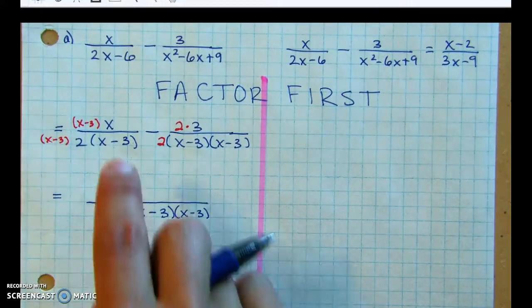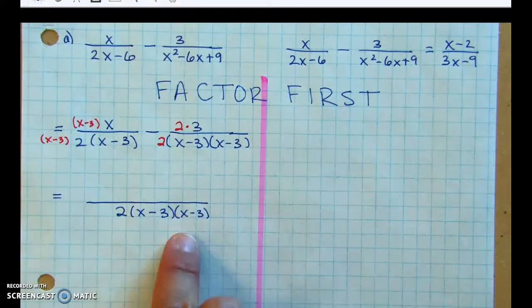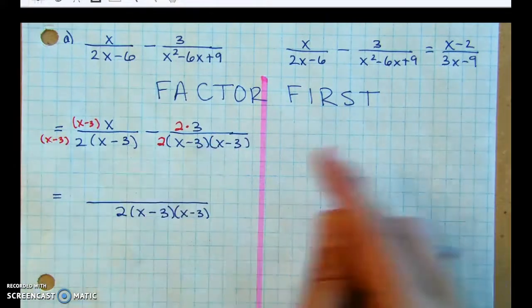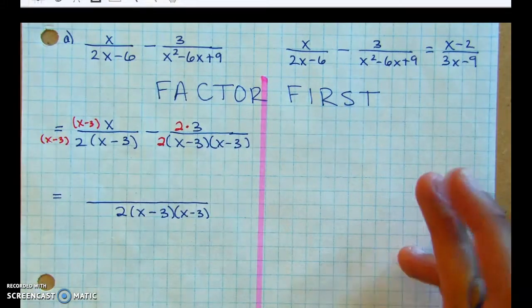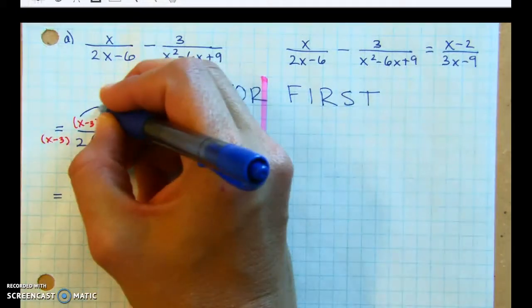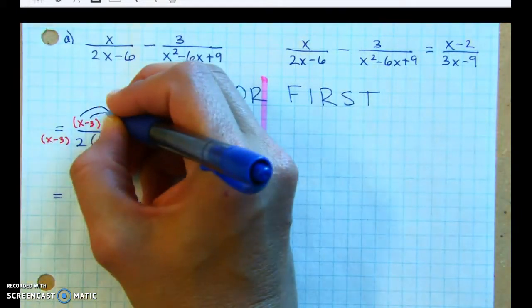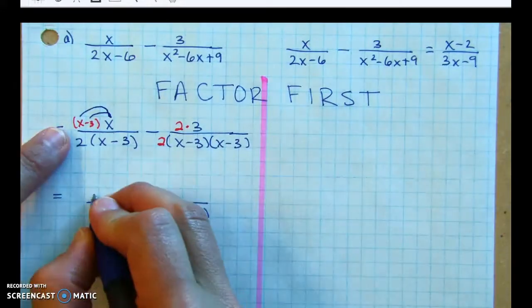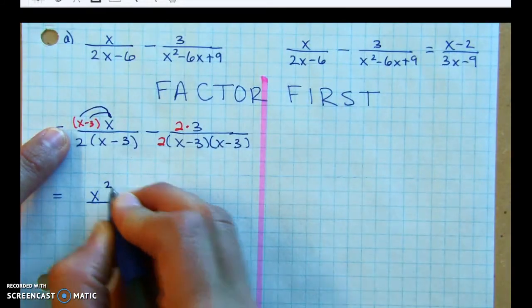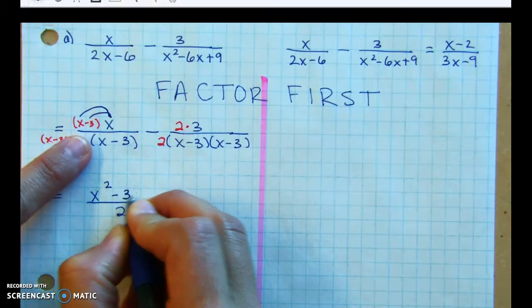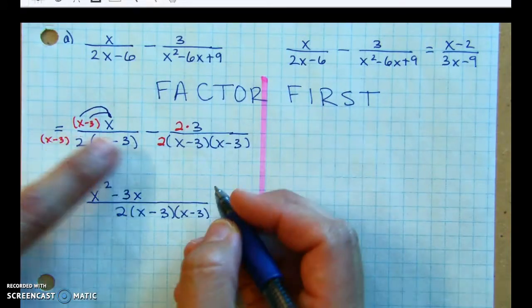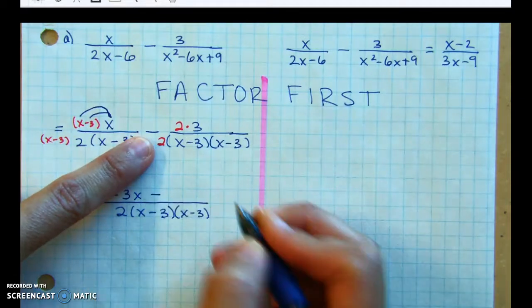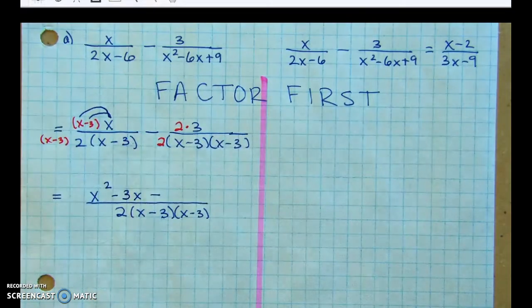Okay, do you distribute? You don't distribute the denominator, but in the numerator, we're going to distribute and combine like terms, just like in 7th grade. So here we're going to have x times x and negative 3 times x. So x times x is x squared, negative 3 times x is negative 3x. Then I see a minus, and what's this? 2 times 3 minus 6.